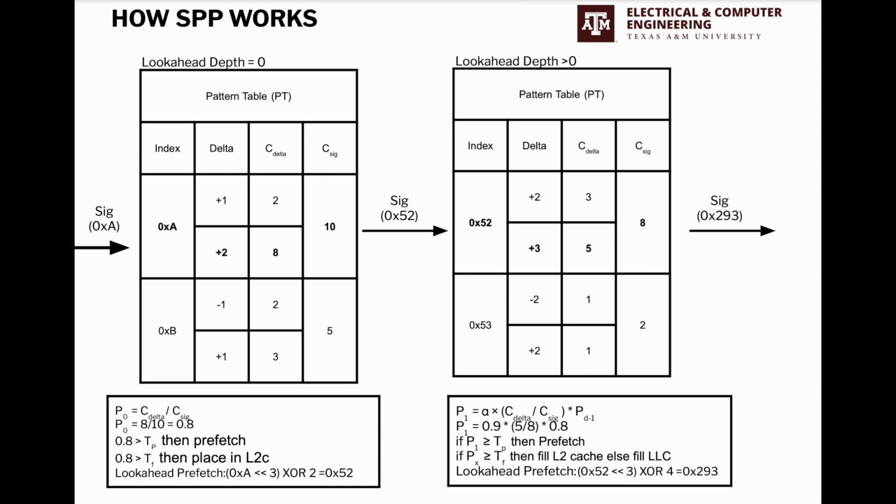So in this case, our global accuracy scaling factor, 0.9, multiplied by 5 divided by 8, multiplied by previous path confidence of 0.8. And then we check to see if this value is greater than the prefetch threshold, and if it is, we prefetch, and if it's not, we don't. And then we also check the fill threshold value. And then we calculate the lookahead prefetch for the next one. We keep going until the path confidence falls below the prefetch threshold.